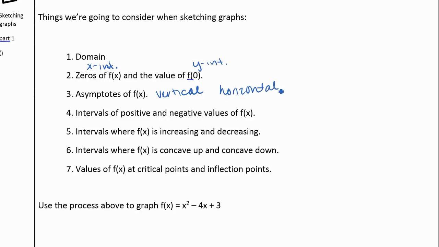We'll find where it's positive and negative. You've already found the zeros, so we'll make a sign diagram. We'll find where it's positive and negative. We'll find where it's increasing and decreasing, so we'll find where, sorry, not the second, the first derivative is positive or negative. For concave down, we'll find where the second derivative is positive or negative. And then we'll find the values for the critical points or the inflection points.